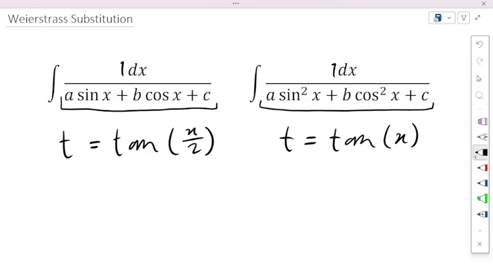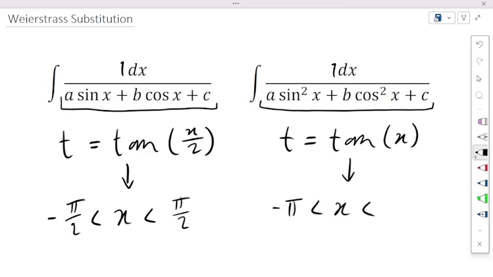And if we want to consider domains, we're saying that x, in our case over here for the double angle, will lie between negative pi over 2 and positive pi over 2. Whereas this domain here for x is where x will be lying between negative pi and positive pi. That's just if you are curious about the domains of the functions.